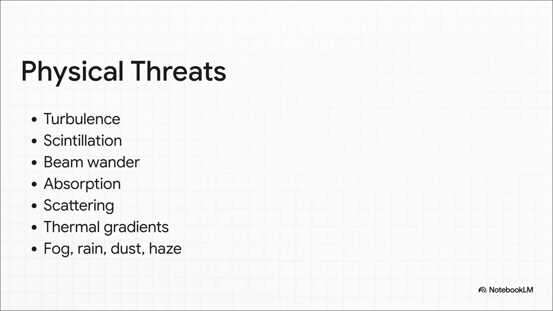Fun fact, this is actually the exact same physics that makes stars look like they're twinkling in the night sky. We also have to deal with beam wander, where the beam physically drifts off target. And of course, there's absorption and scattering caused by everyday things like fog, rain, dust, and haze. To mitigate all of this, the system has to rely heavily on adaptive optics and incredibly narrow beam divergence.